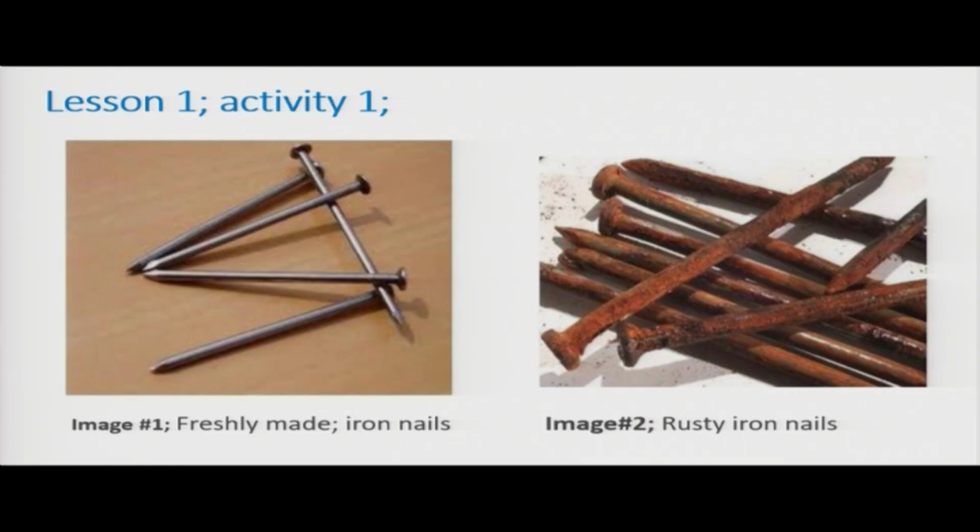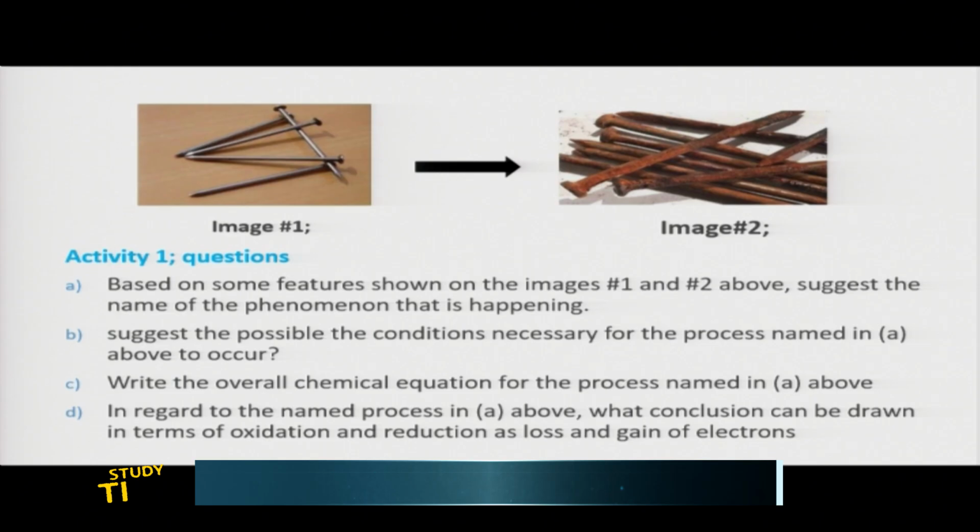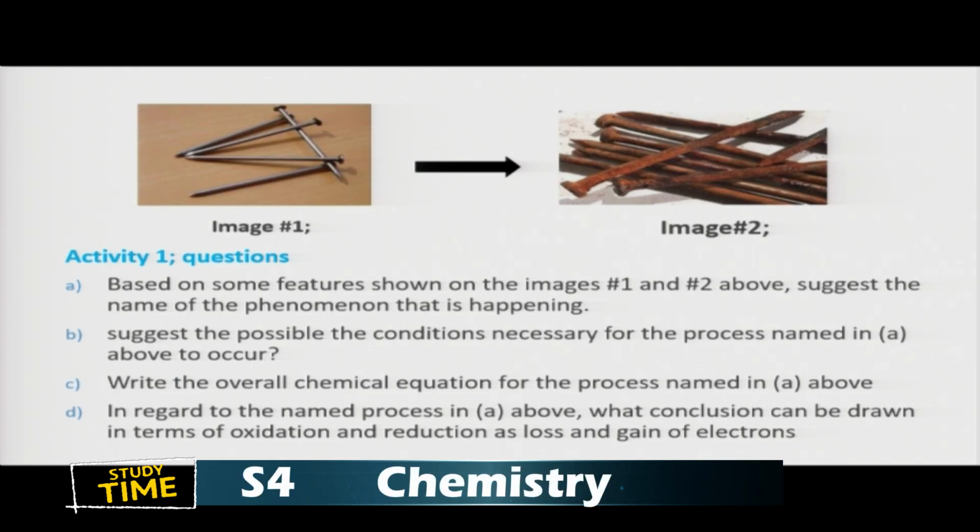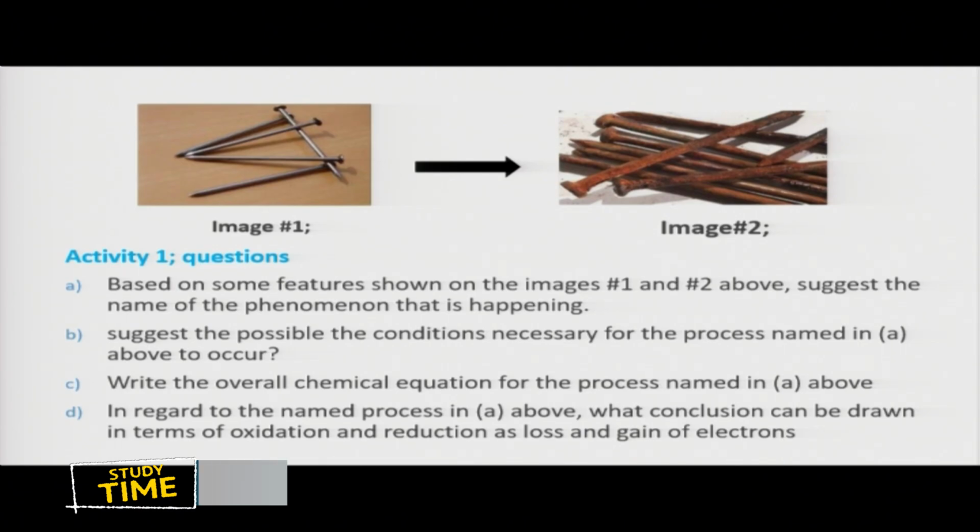So with this, I pause. You notice that we are moving from the fresh to the rusty component. So I leave you with a few questions. These 4 questions will help us to understand and conceptualize the whole aspect of oxidation in terms of losing and gaining electrons.